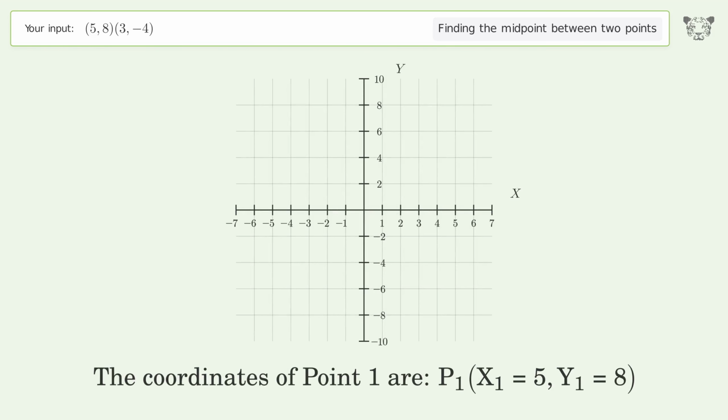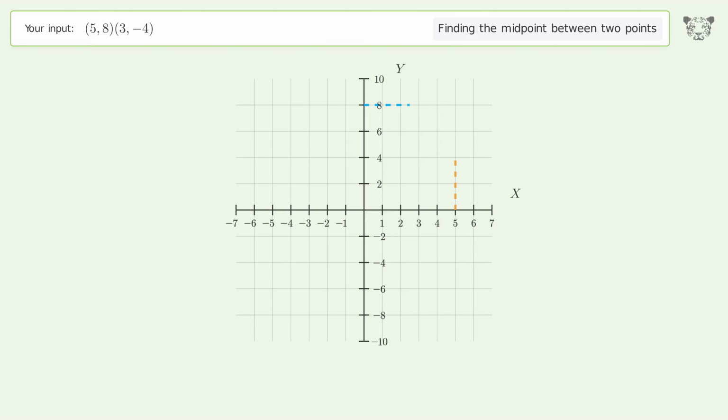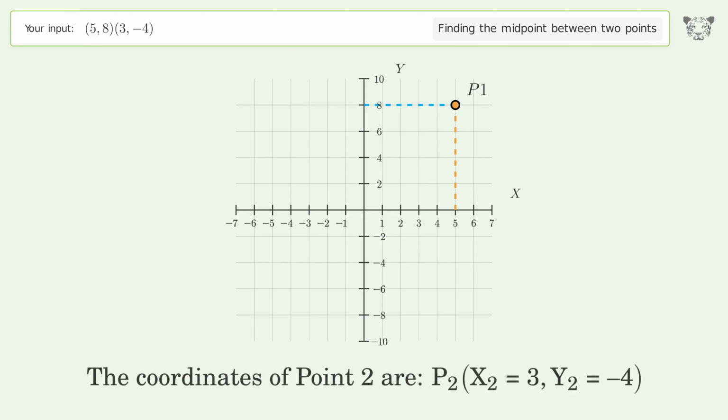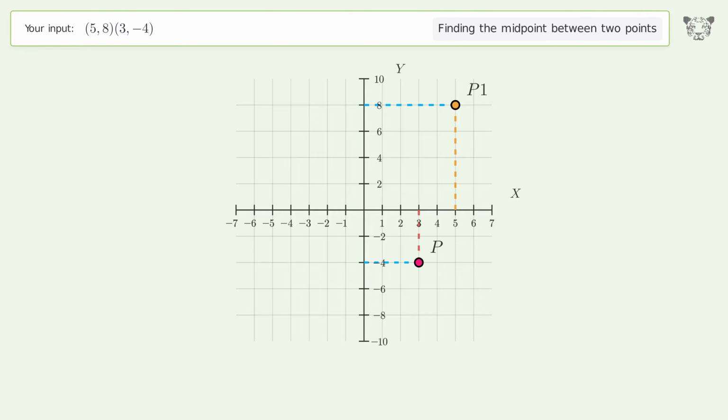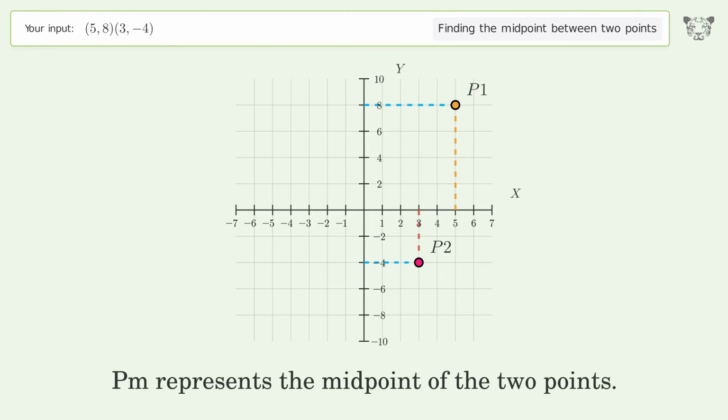The coordinates of point 1 are x1 equals 5, y1 equals 8. The coordinates of point 2 are x2 equals 3, y2 equals -4. PM represents the midpoint of the 2 points.